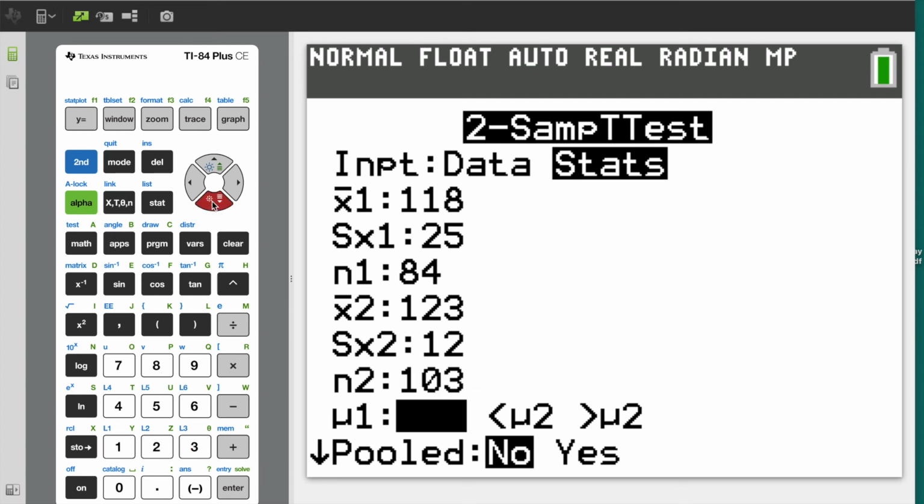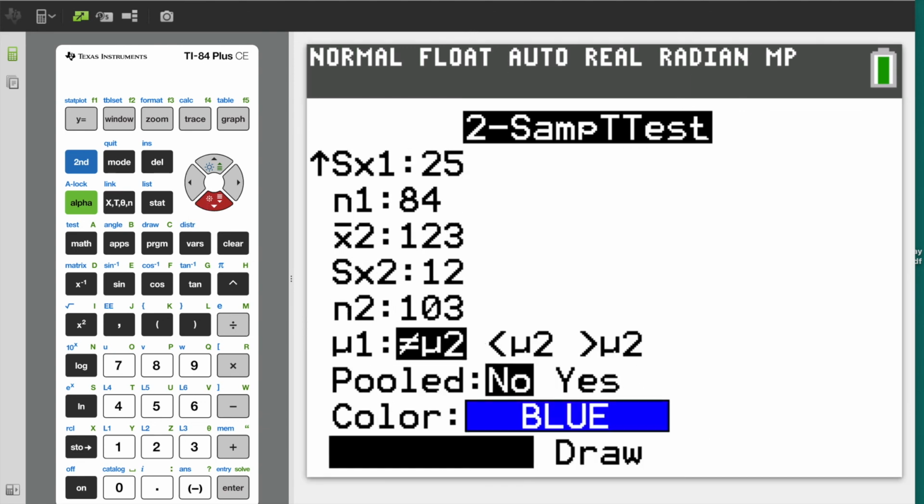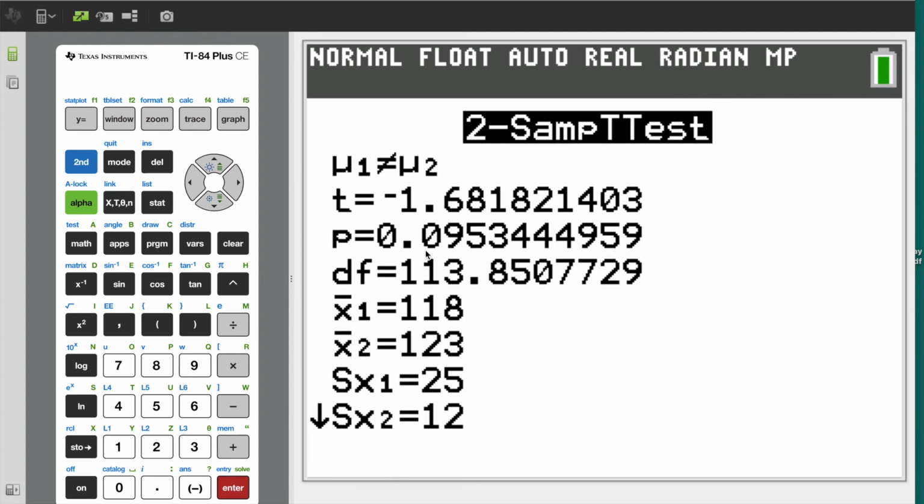Again, we're at not equal to. Let me just double check everything here. We had 118 average, 84 individuals, standard deviation of 25 for Lancaster County. 123 mean for Delaware County, 12 for the standard deviation, and 103. So all that works out. I'm going to keep my pooled at no. I'm going to go down to Calculate, hit enter, and here we have 0.095.